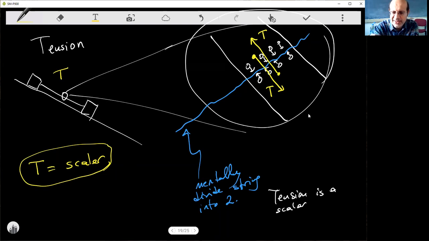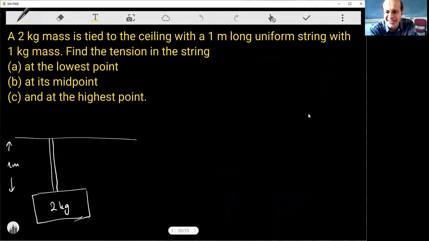I know that some of you are still confused about these vector concepts, but keep in mind that whenever I write the tension, I always write it as a scalar value, and most of the time we deal with scalars at the end, of course.